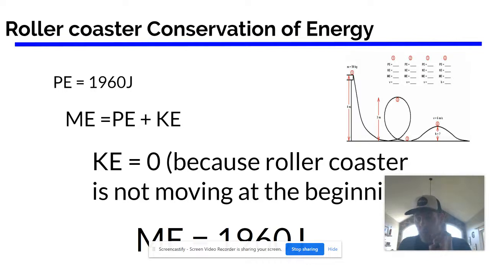Now, once you know that, and this is key, then you know that you have the same mechanical energy at position 1, 2, 3, and 4. It's all going to be the same. Mechanical energy, once we establish it, is not going to change. So again, we know that for positions 1, 2, 3, 4, mechanical energy is 1,960 joules.